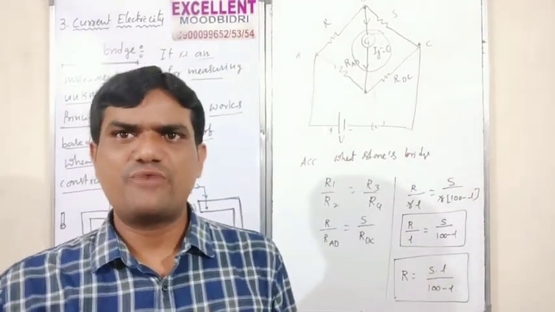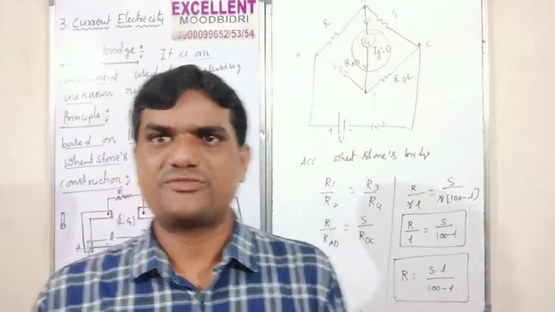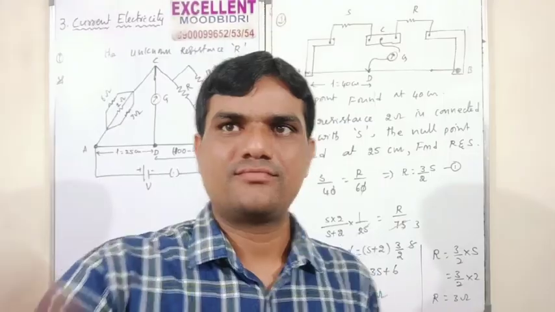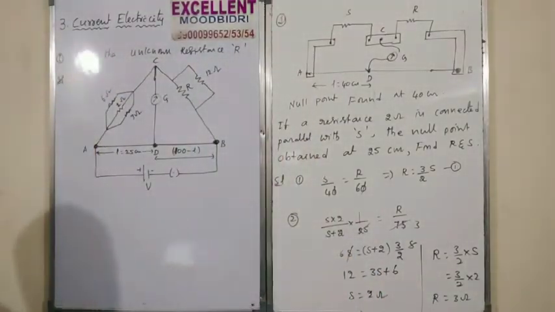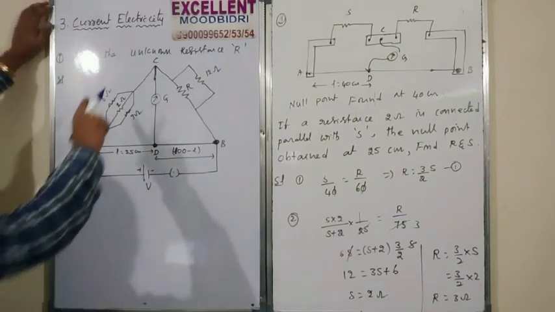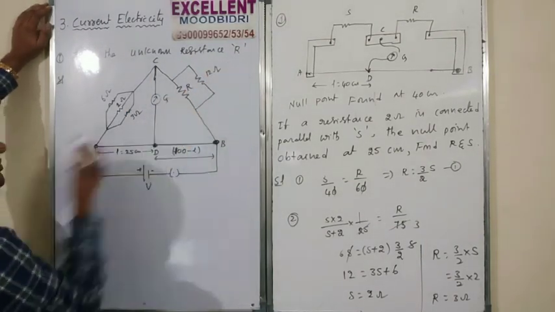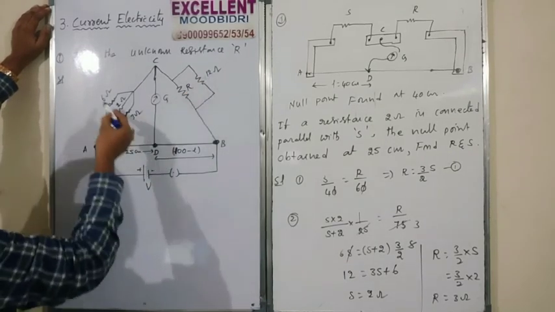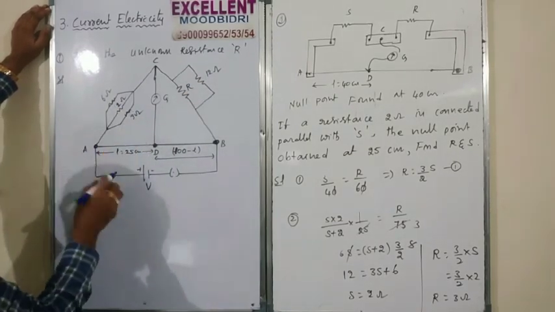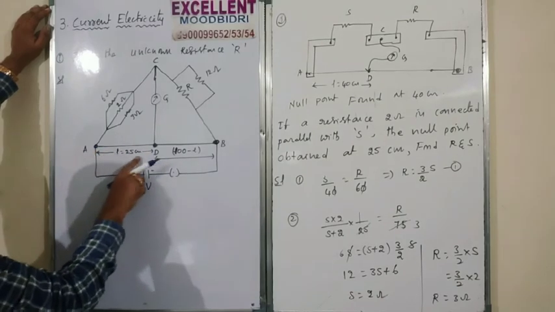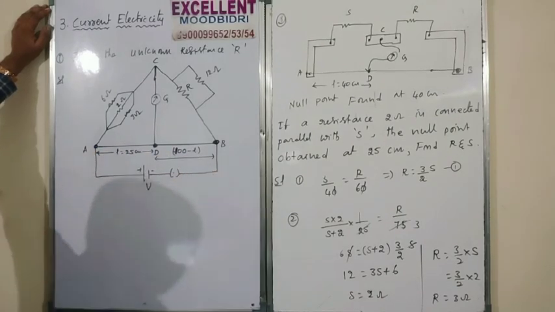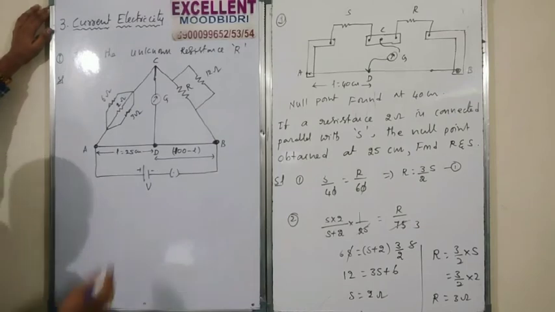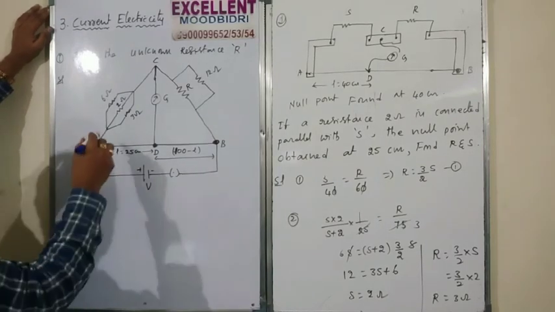Now we will solve some problems based on the meter bridge. Two problems I have given, two problems we will solve now. Find the unknown resistance R. The diagram is given. This is R, this is 12 ohm, this is 6 ohm, 2 ohm, 3 ohm. And from here to here, 25 centimeters is given. The remaining is 100 minus L only. So according to the meter bridge, what is the formula?